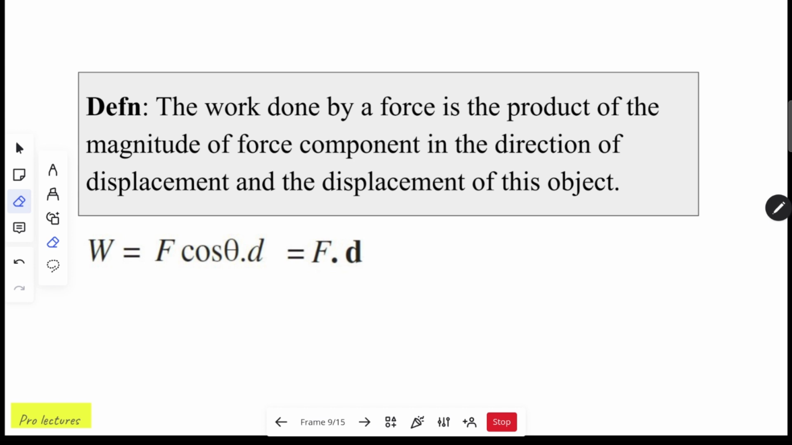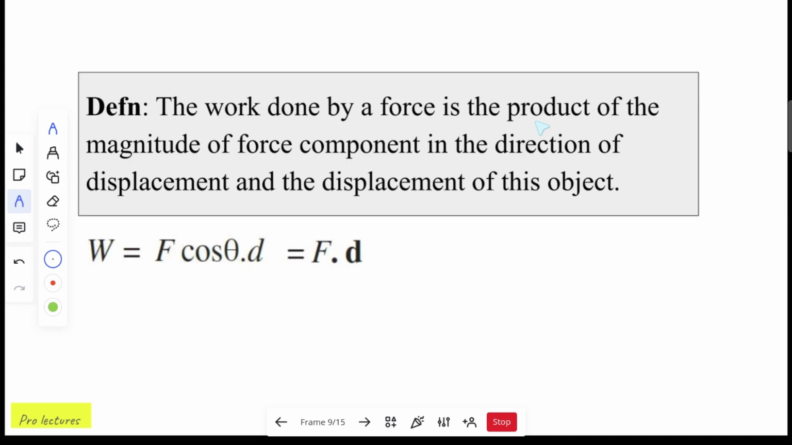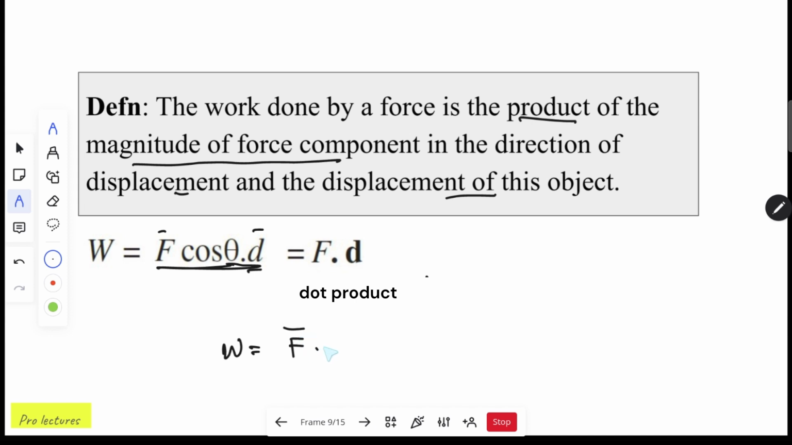Let us see what that means. Suppose this force is acting along this direction at an angle theta. This is the direction of displacement. So the component of force along this is, we know, F cos theta. So it's the product of the magnitude of the force component in the direction of the displacement and the displacement of this object. So this is the force component and this is the displacement. We know force is a vector, displacement is a vector, work is F dot D.